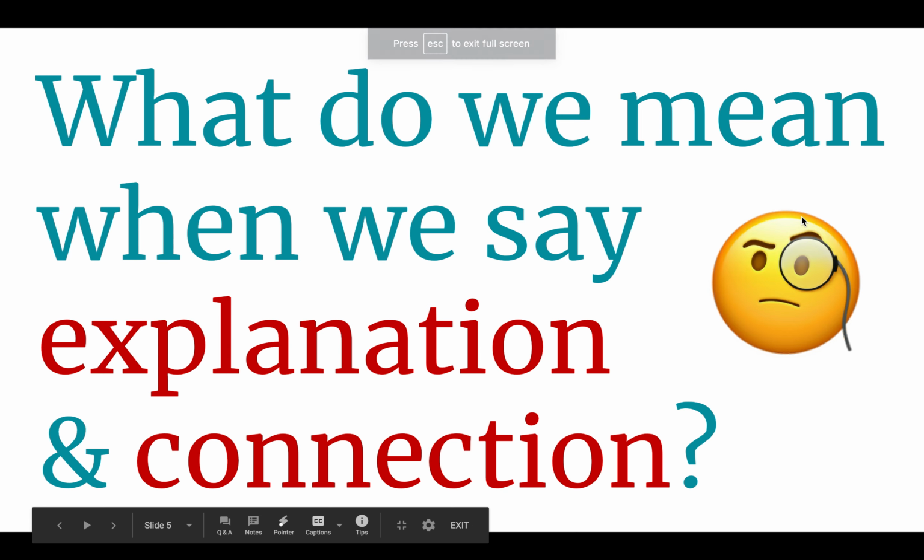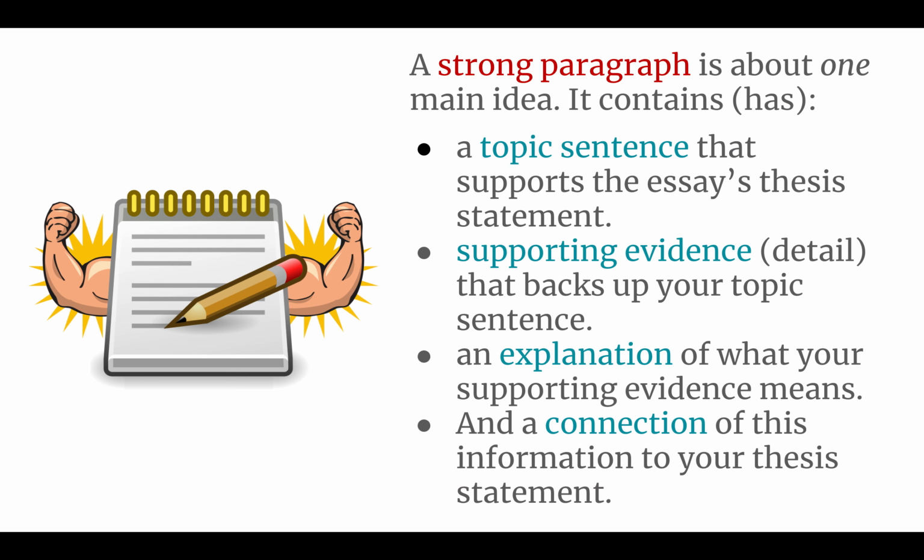So what do we mean when we say explanation and connection? Remember yesterday we talked about a strong paragraph. A strong paragraph is about one main idea and it has 4 things. It has a topic sentence that supports the essay's thesis statement, so it's kind of like the thesis statement of your paragraph. You have the supporting evidence, that's your detail that backs up your topic sentence.